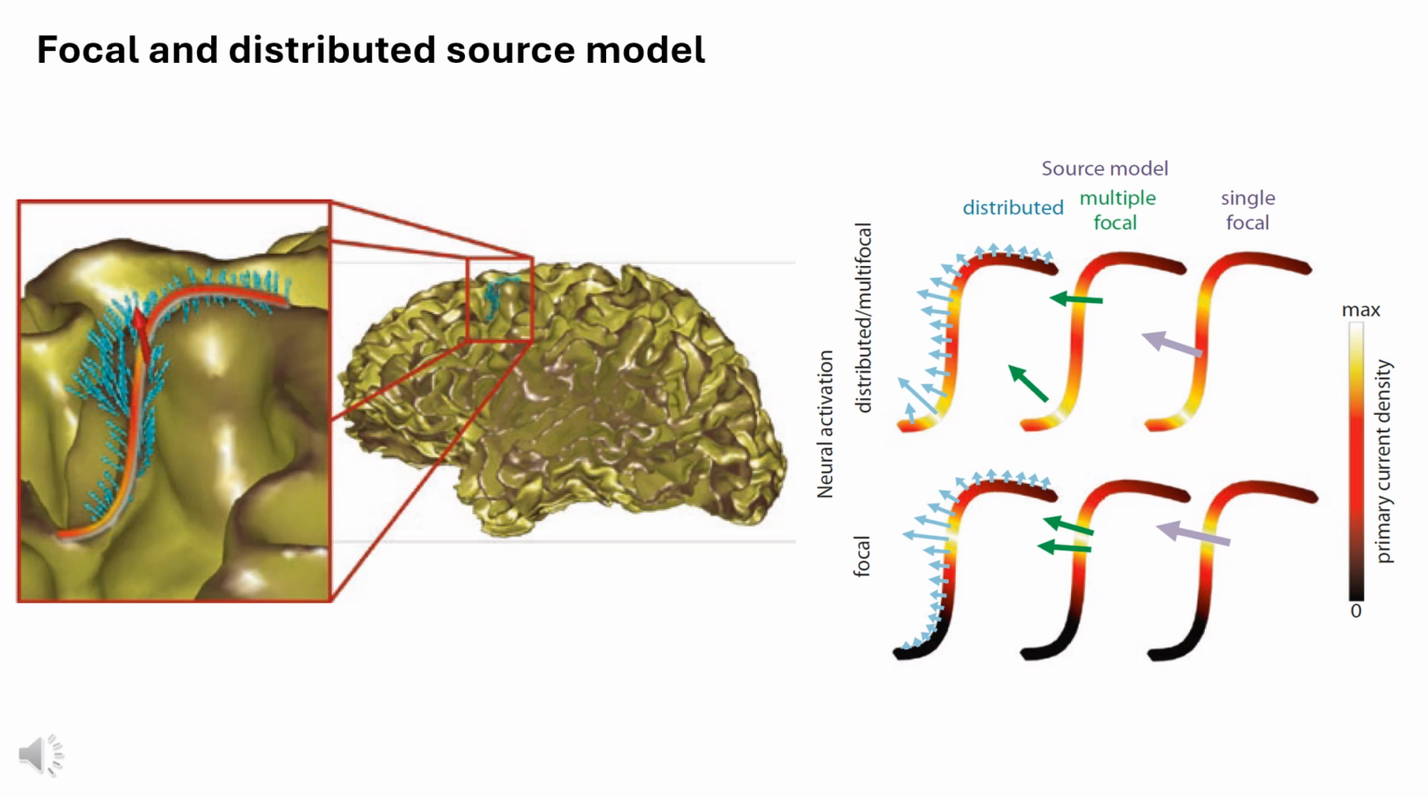In the lower row, the primary current density features a single focus, which is well approximated by a single focal source. The other two models are clearly redundant.